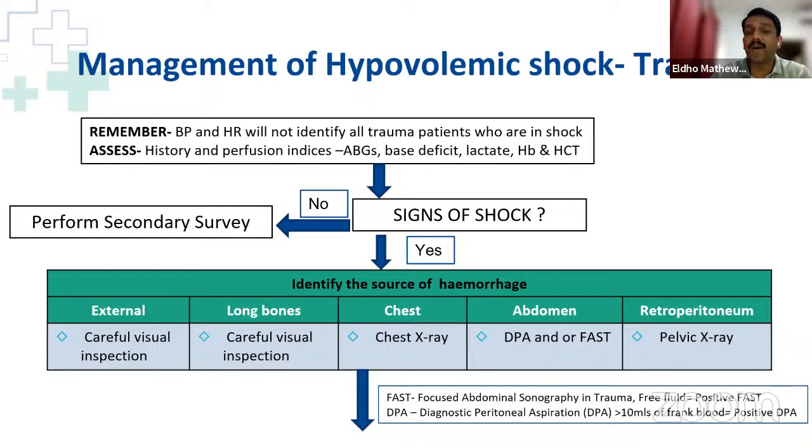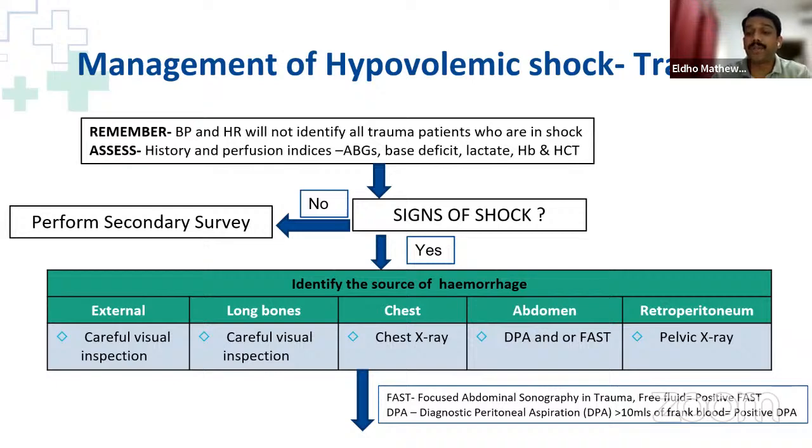And if the patient still has signs of shock, we have to evaluate the source of hemorrhage, we have to identify it. So we have to do a careful inspection all over the body for any signs of hematoma, any blood leaking from anywhere, and we have to check for any long bone fracture, and check the X-ray for any pneumothorax or hemothorax, any cardiac tamponade. So we have to evaluate. And abdominal FAST we can do, and diagnostic peritoneal aspirate also, so we will get an idea about any internal bleeding.